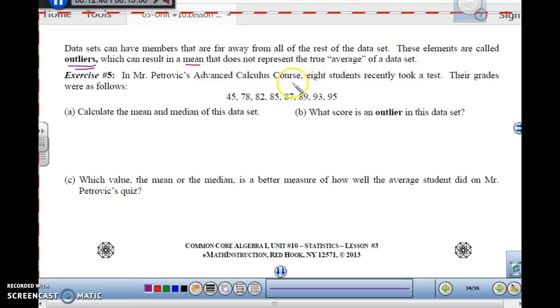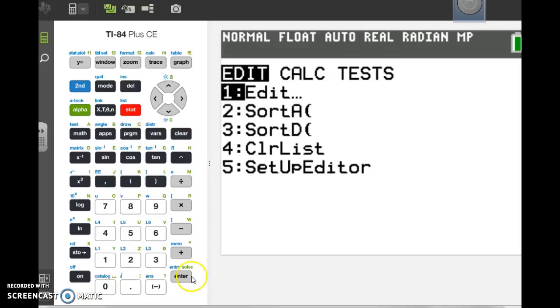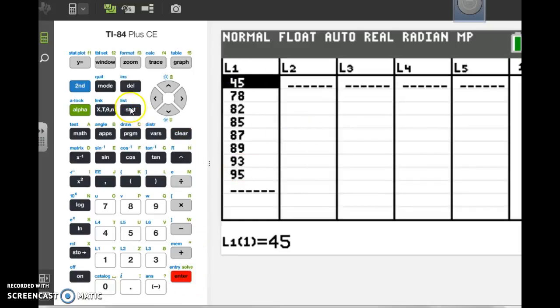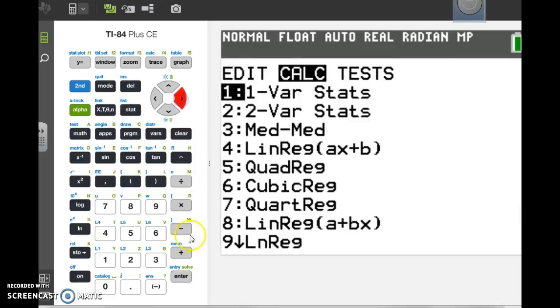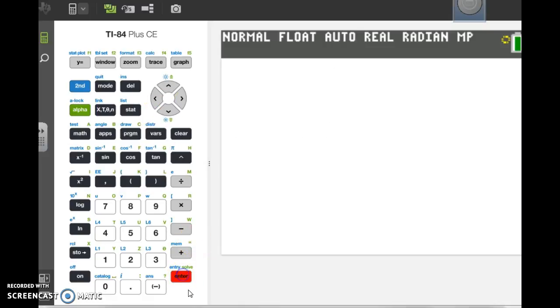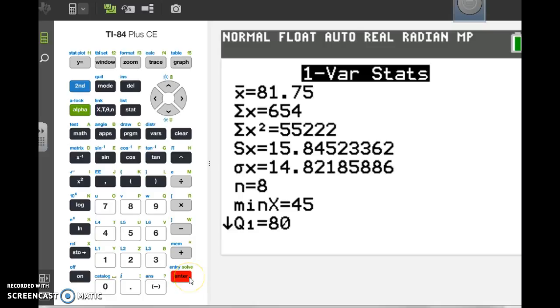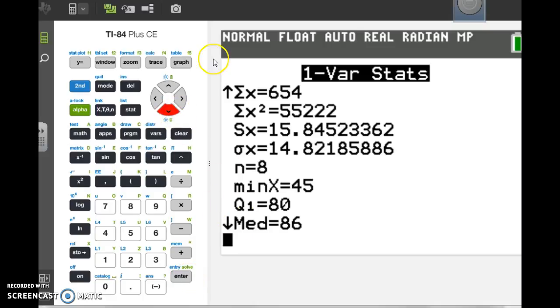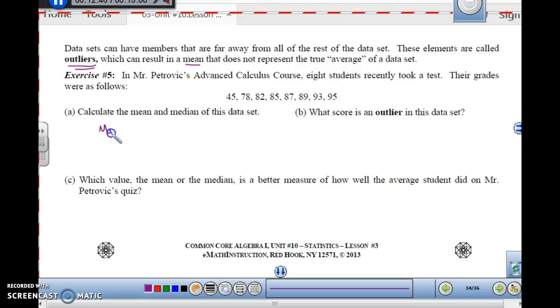In Mr. Petrovic's advanced calculus course, 8 students recently took a test. Their grades were as follows. So calculate the mean and median of this data set. Okay, so I already put this in my calculator. So I press Stat, Edit. You can see they're all here. Now Stat, Calc, var stats, and I just wanted L1, so it's all there. So I go down to Calculate, and I have the mean is 81.75, and the median is 86. So that's quite a difference. So the mean is 81.75, that's X bar, and the median is going to be 86.